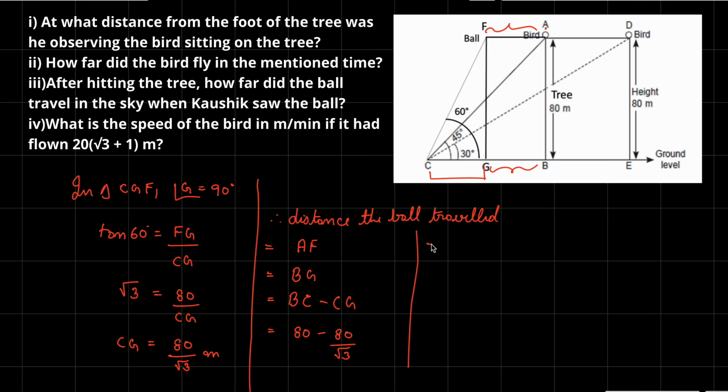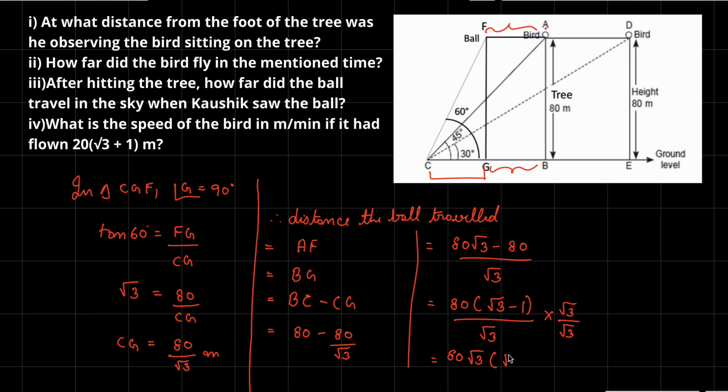We take the LCM. 80 √3 minus 80 divided by √3. We can take common out in the numerator. 80 into (√3 minus 1) divided by √3. Finally, rationalize our answer by multiplying by √3 and dividing by √3. 80 √3 into (√3 minus 1) divided by 3 meters, and this is the final answer.